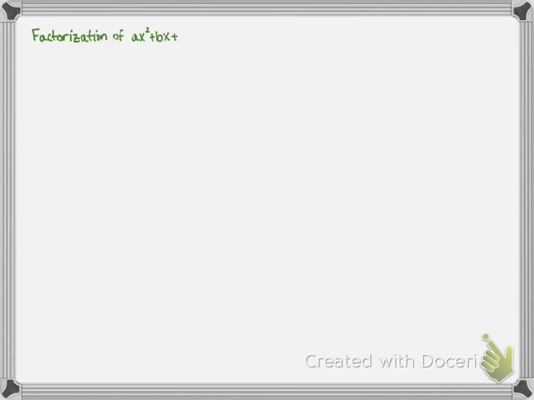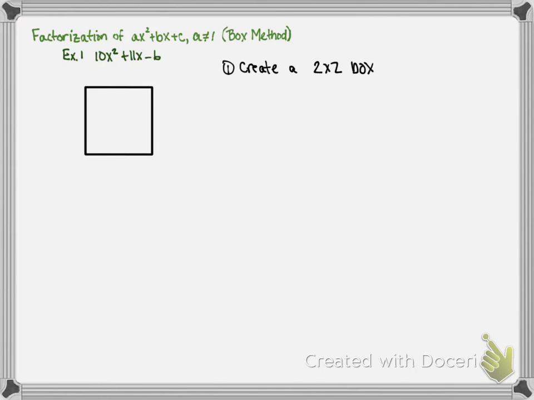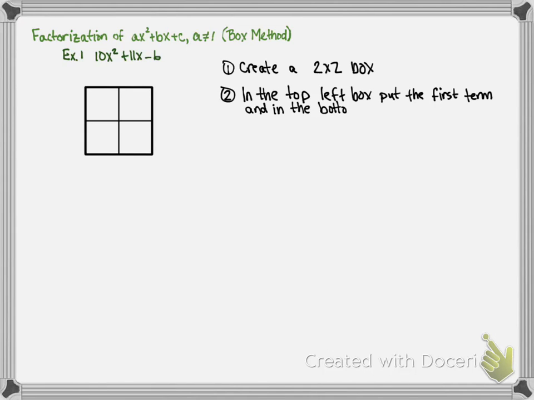Okay, factoring ax squared plus bx plus c, where a does not equal 1. And I'm going to show the box method. So for example, 10x squared plus 11x minus 6. So our first step is to create a 2 by 2 box, like this. Then, in the top left box, put the first term, and in the bottom right box, put the last term. Okay, so 10x squared, minus 6.